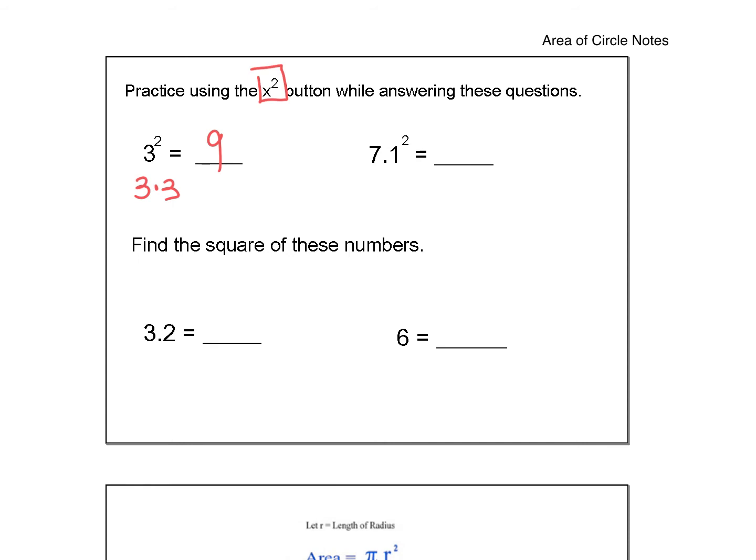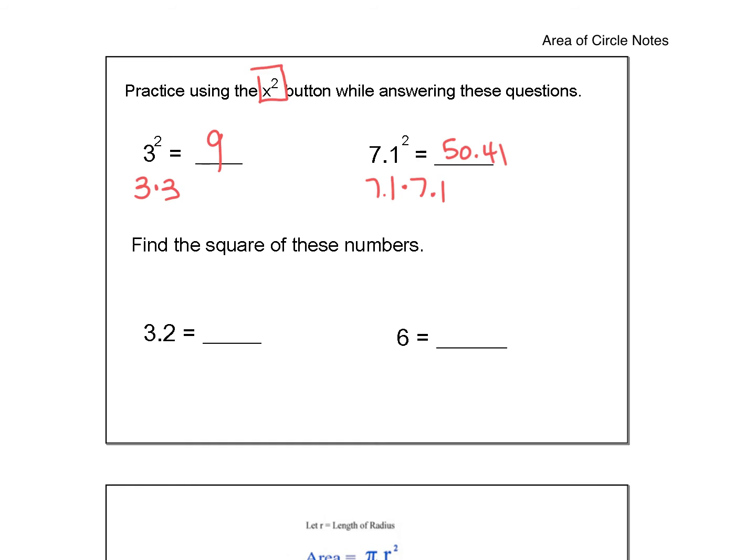But on our next one here, we have 7.1 squared. So it's 7.1 times 7.1. So pause the video for a second. Go ahead and use your X squared button to figure out the answer. And we figure out that 7.1 squared is 50.41.